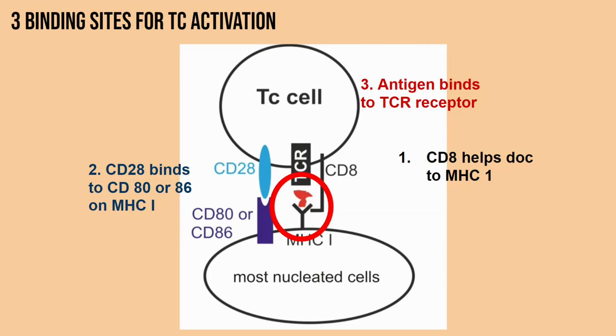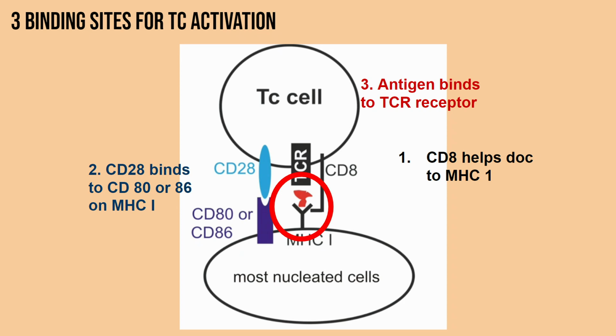So, first, CD8 is on the cytotoxic T cell. If it's a helper T cell, it'd be CD4. CD8 or CD4 binds directly to MHC. CD8 in a cytotoxic T cell goes to MHC1. CD4 would go to MHC2. So that's just helping the T cell kind of stick to the MHC, which is presenting the antigen.